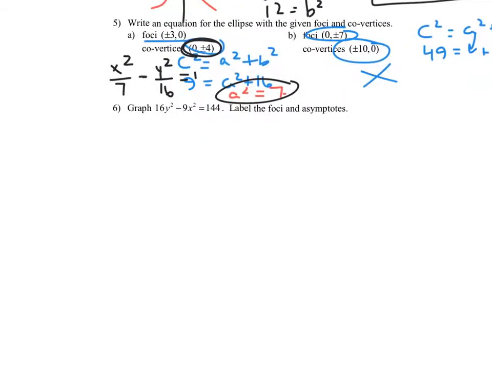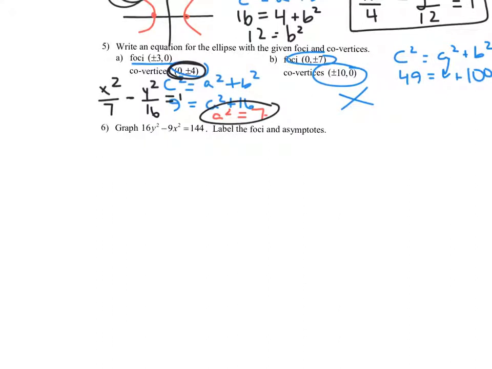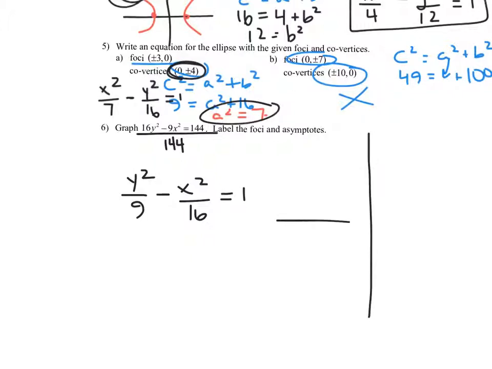Number 6, label the foci and the asymptotes. We'll graph it. My graph ended up on the next page, but I'll just do it right here. So first, I'm going to write this in standard form. So I'm going to clear out the 144. So it's going to be y squared over 9 minus x squared over 16 equals 1. This tells me that this hyperbola is opening up and down. So I can already write that my vertices are at 0, plus or minus 3. So I'm going to go up 1, 2, 3, and down 1, 2, 3.